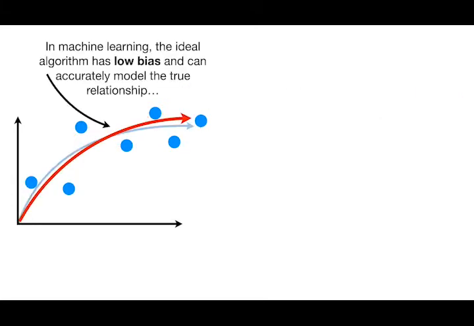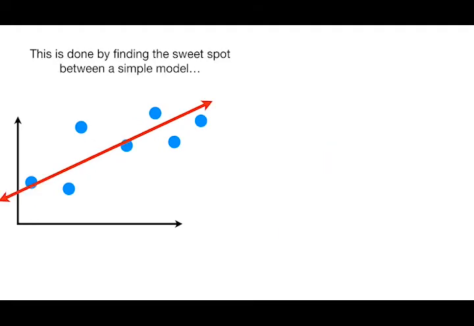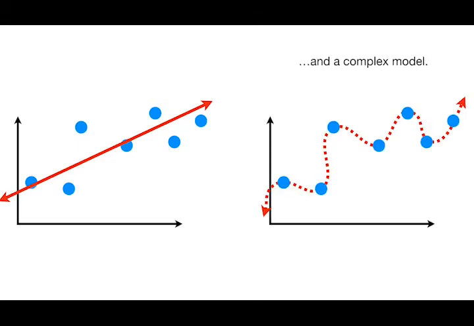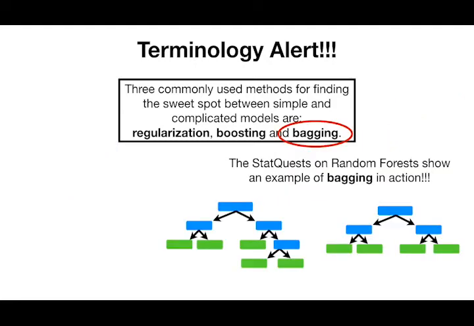In machine learning, the ideal algorithm has low bias and can accurately model the true relationship. And it has low variability by producing consistent predictions across different data sets. This is done by finding the sweet spot between a simple model and a complex model. Oh no, another terminology alert! Three commonly used methods for finding the sweet spot between simple and complicated models are regularization, boosting, and bagging. The StatQuest on random forests shows an example of bagging in action.